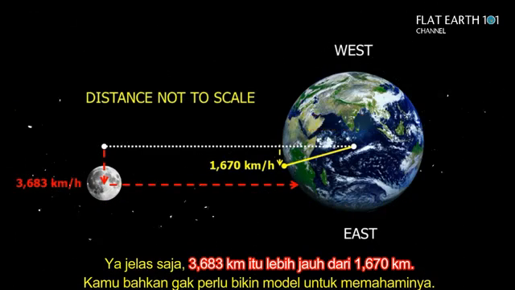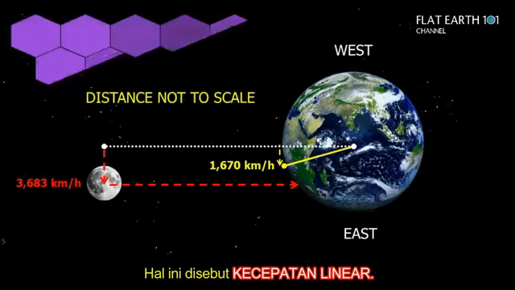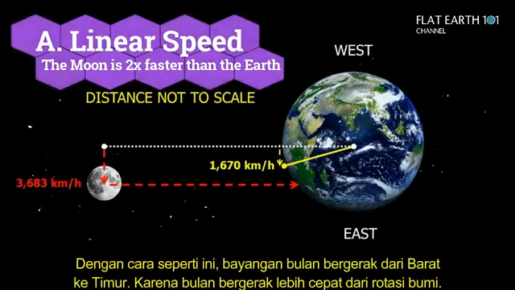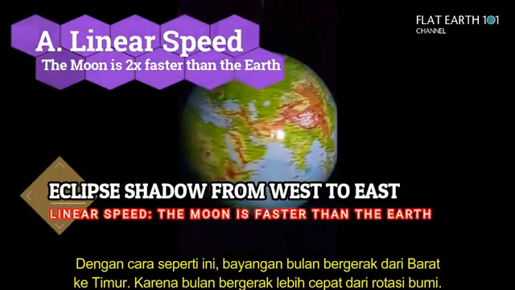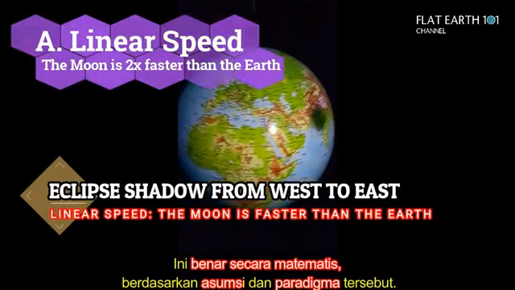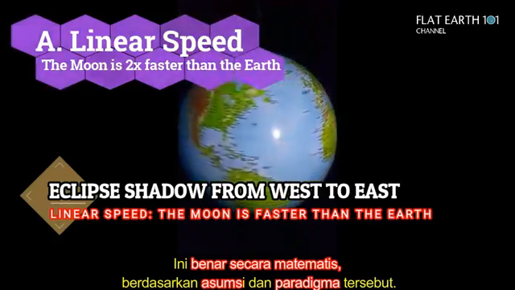You don't even need a model to understand. This is called linear speed. In this way, the eclipse shadow moves from west to east because the moon is faster than the Earth. It's mathematically correct based on those assumptions and paradigm.